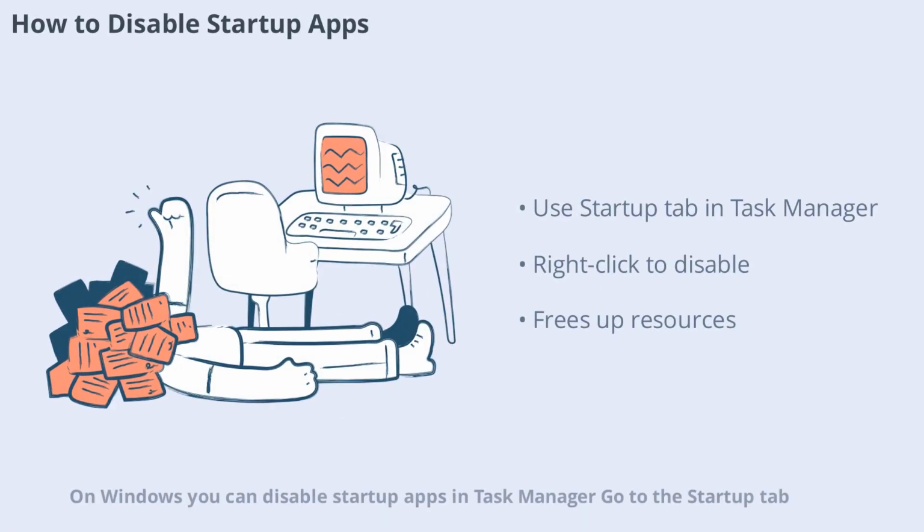On Windows, you can disable startup apps in Task Manager. Go to the Startup tab and you'll see a list of apps that start with your computer. Right-click on any app you don't need and choose Disable. This stops the app from running automatically and frees up resources for your games.